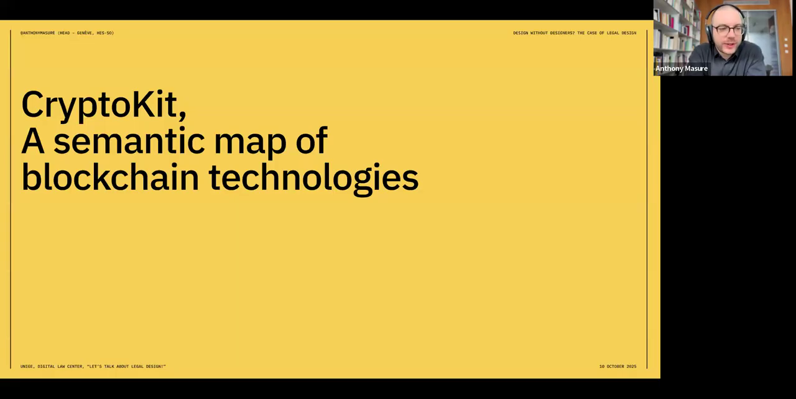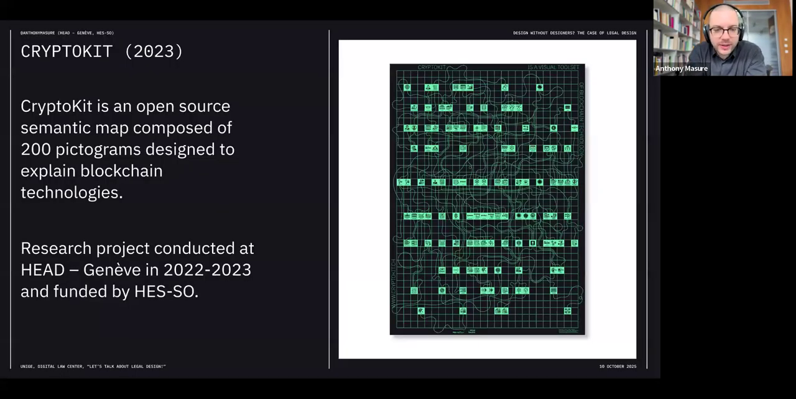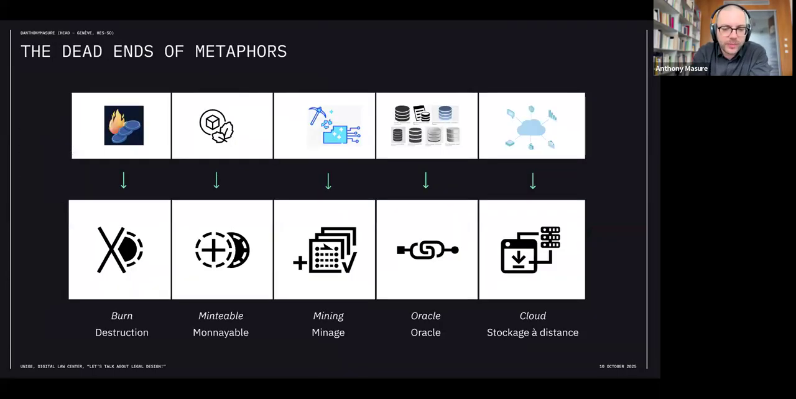And the second example, Yaniv spoiled it in his introduction, is the CryptoKit semantic map of blockchain technologies, work I made with French colleagues in the last years, funded by H2SSO. And the goal was to explain blockchain technologies with visuals as much as we can. So for this work, we built a lexicon, which was not easy because many terms in blockchain are vague or redundant. And at the end, we made 200 pictograms of blockchain technologies.